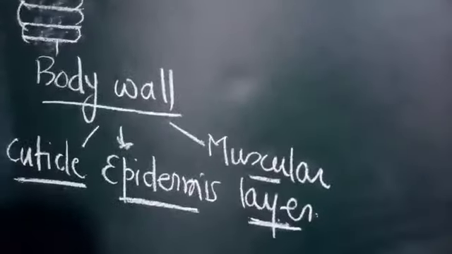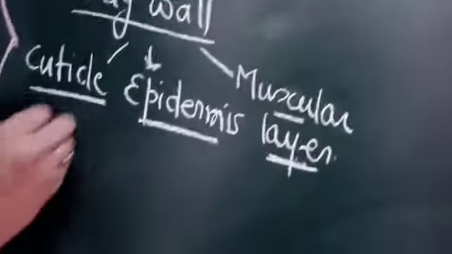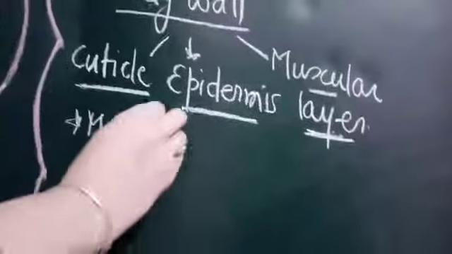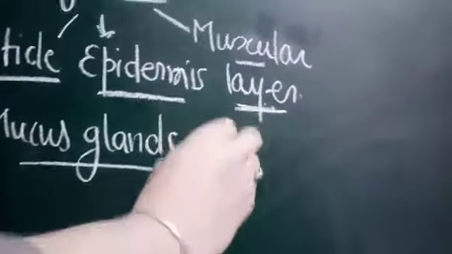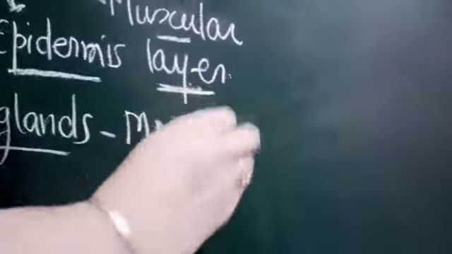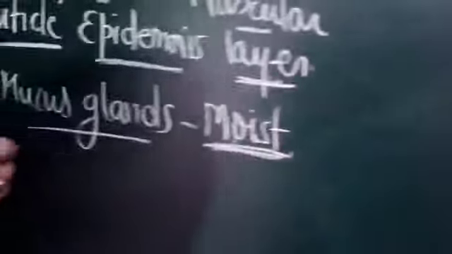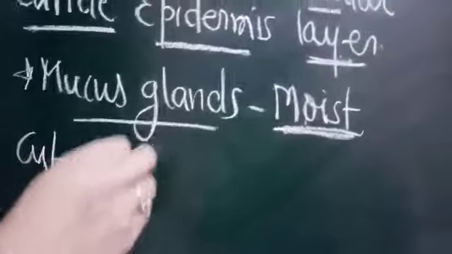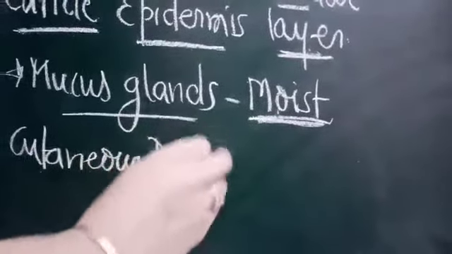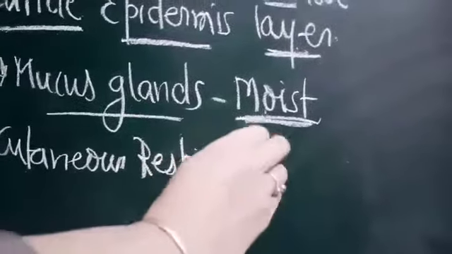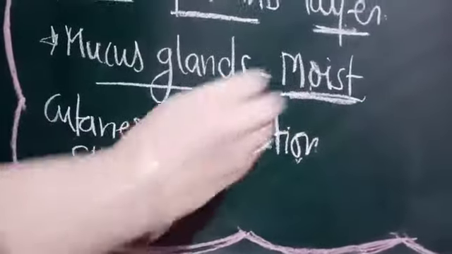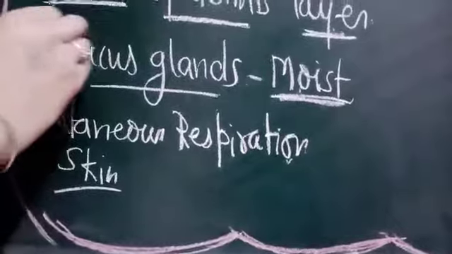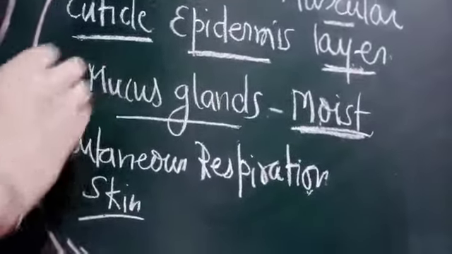This body wall has mucus gland cells that make the outer covering moist. So it has cutaneous respiration. It respires through its skin, and the skin is always kept moist because of the presence of these mucus glands. So this is the unique property.